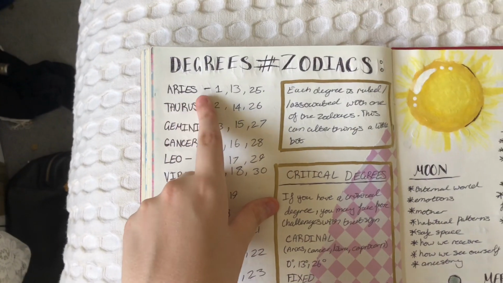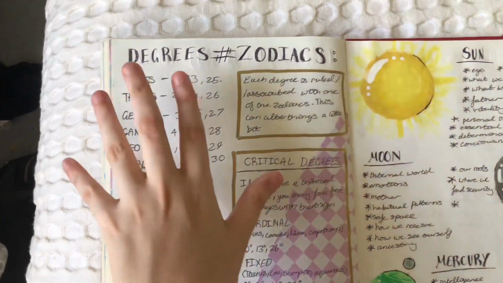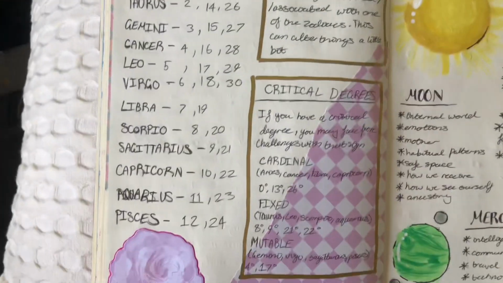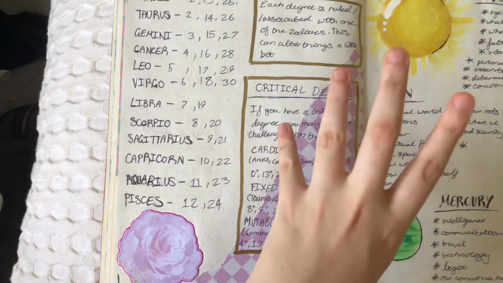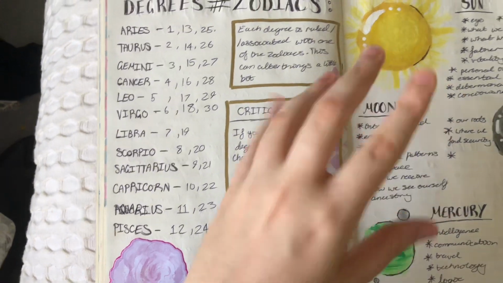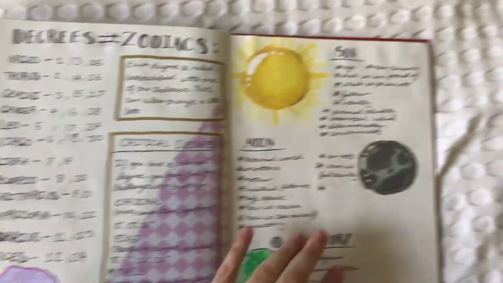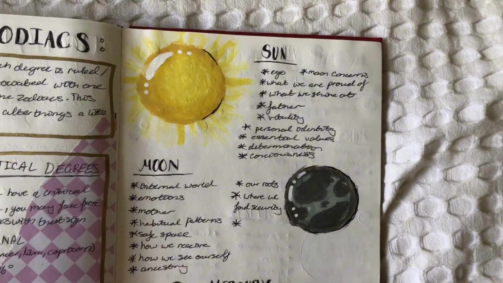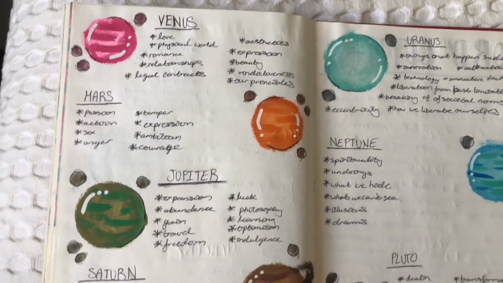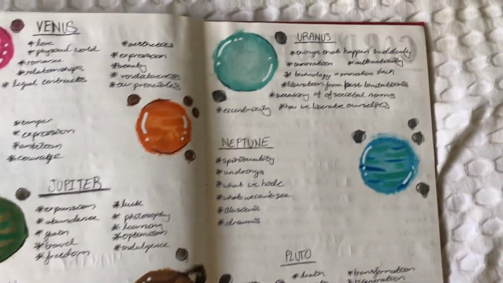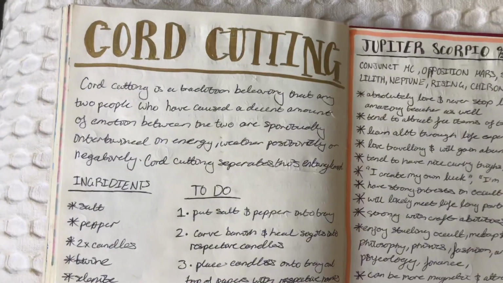What zodiac equals what degrees in astrology? Because if you don't know, each degree is sort of ruled by a zodiac. And then I have some stuff about critical degrees and how each different type of zodiac, so cardinal, fixed, and mutable, have different degrees that are critical for them. And then I have stuff about the planets, what they mean. I have stuff about cord cutting.